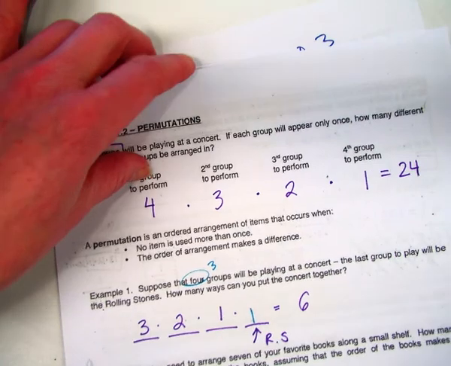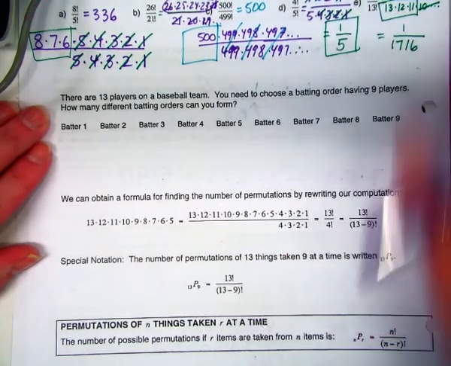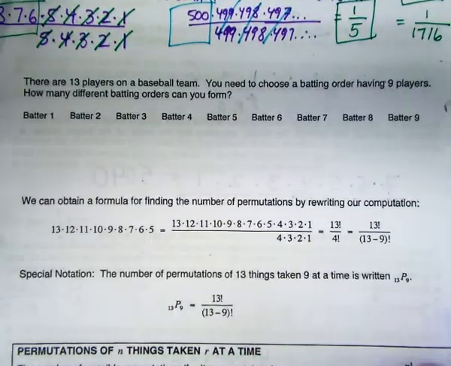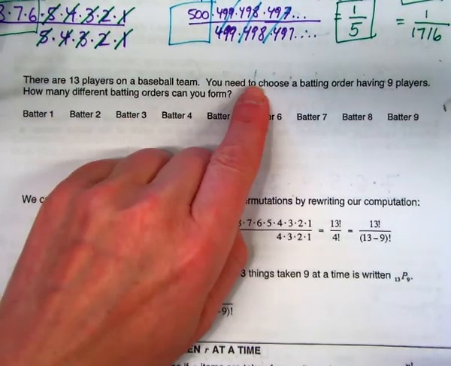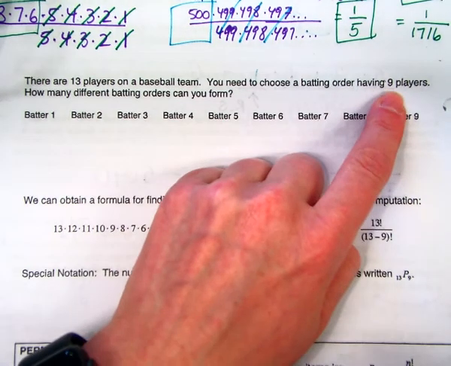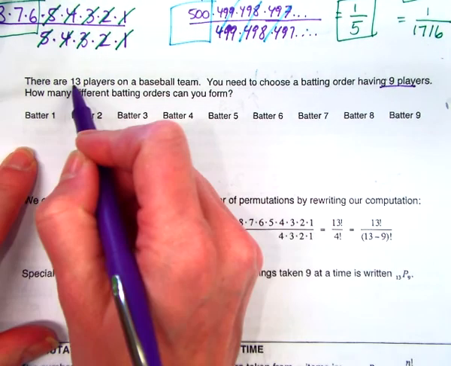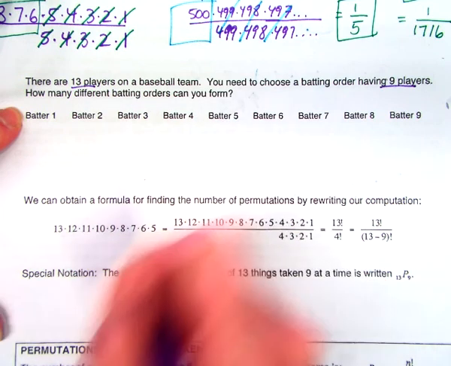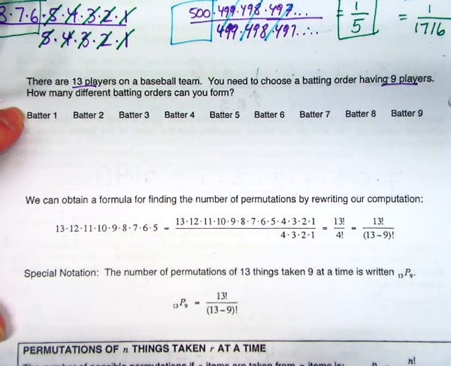Today we're going to take this to the next step, which is something like this. Keep in mind what we did. There are 13 players on a baseball team. You need to choose a batting order of 9 players. How many different batting orders can you form? It starts off being the same thing as we did yesterday.